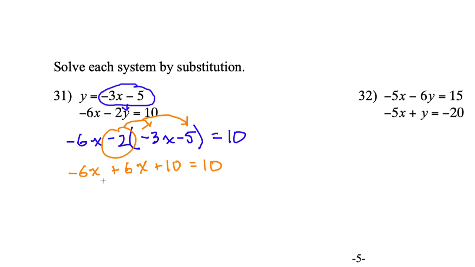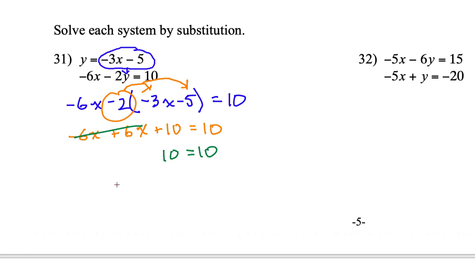I'm going to combine these 6x's. -6x and a positive 6x combine to just cancel out, and I am left with 10 is equal to 10. What? I know the answer. What is the answer? Infinite solutions. Yeah, the answer here is an infinite number of solutions.